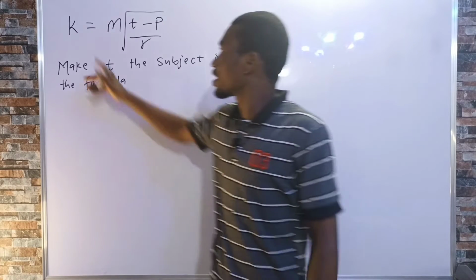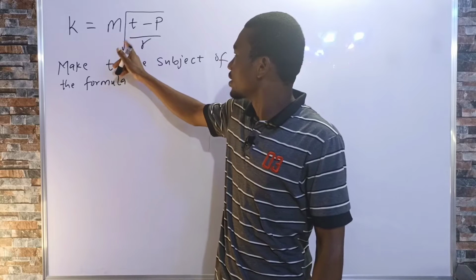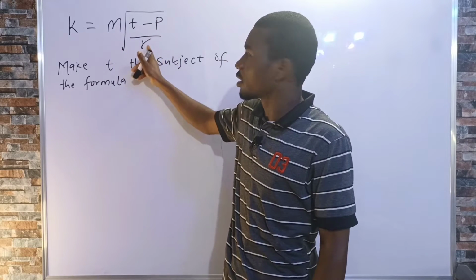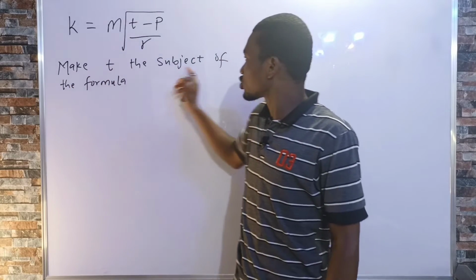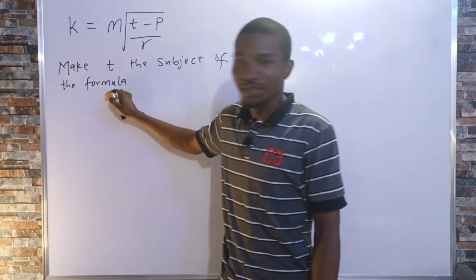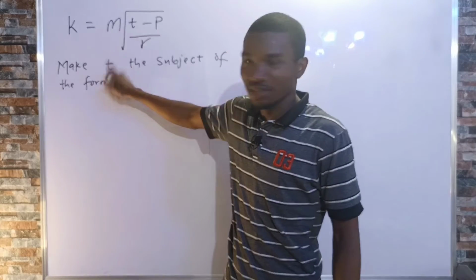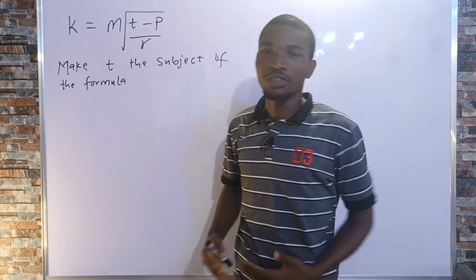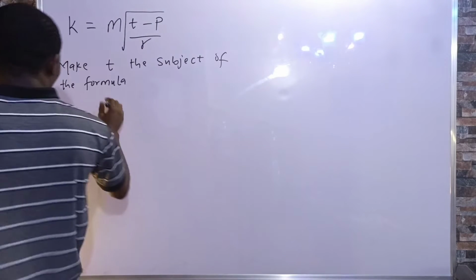The question says K is equal to m multiplied by the square root of (t minus p) all over r. So we are asked to make t the subject of the formula. That means this is a formula, and we are asked to make t the subject of this formula. That means make t to be on its own. Let's proceed with the solution to this given question. Solution.